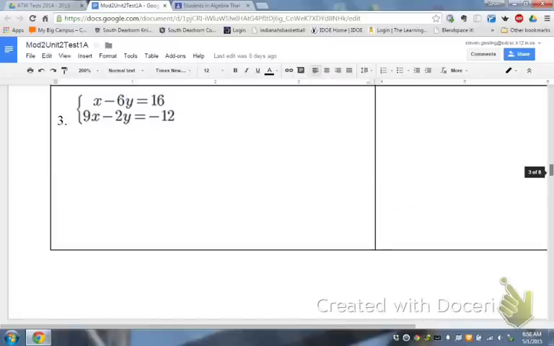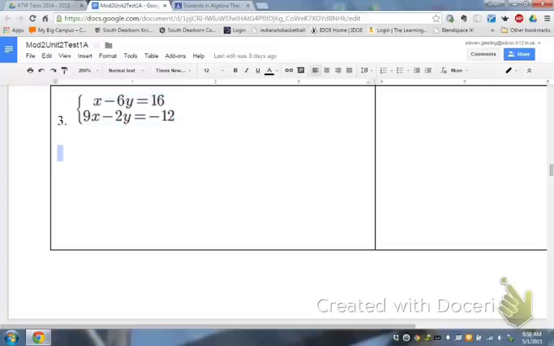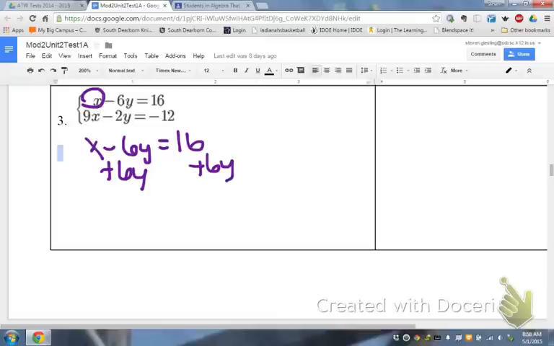Now as we take a look at number 3, once again, notice that we don't have anything solved because there's no variable by itself. But notice here in our top equation, the x is by itself. You always want to look when you do substitution to solve the equation for the variable that's alone. So we'll add 6y, because our goal in solving is to get the variable by itself, and find out that x equals 6y plus 16.